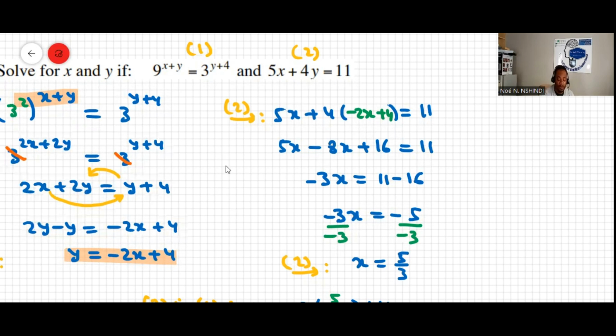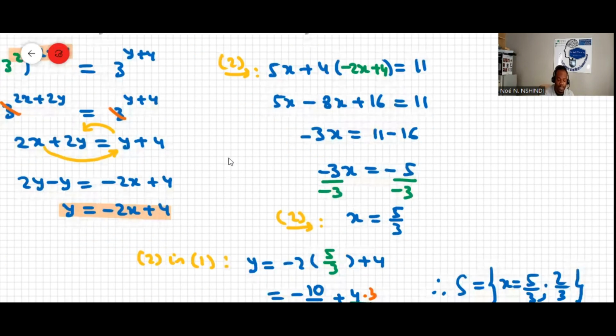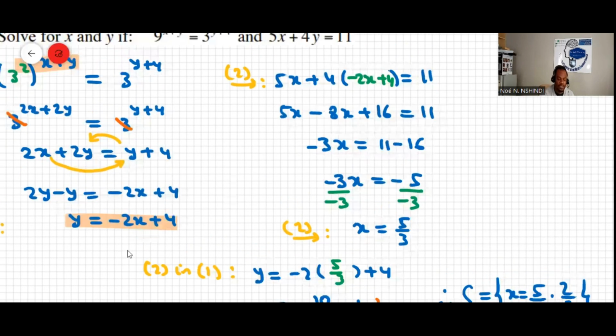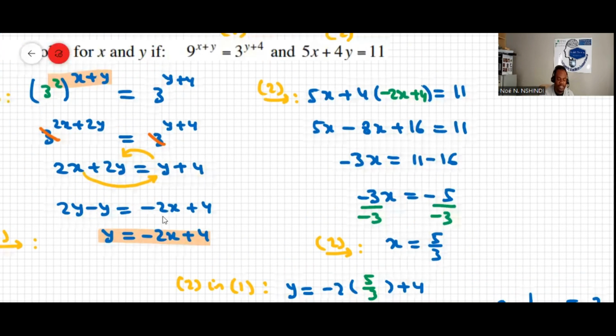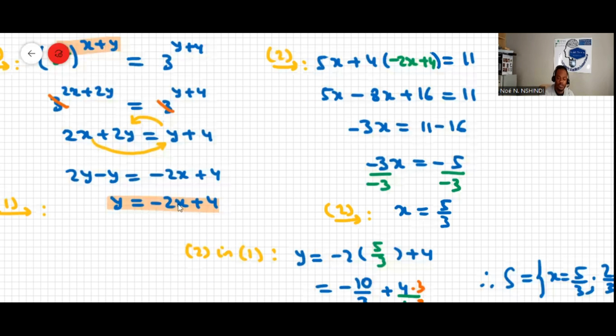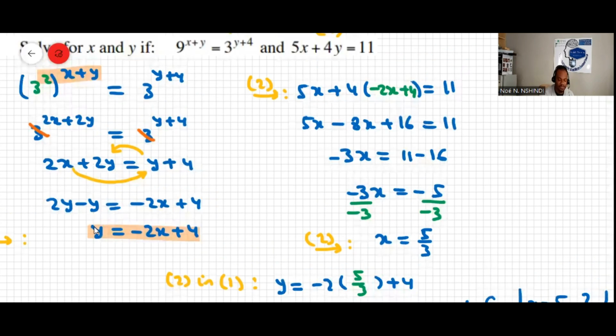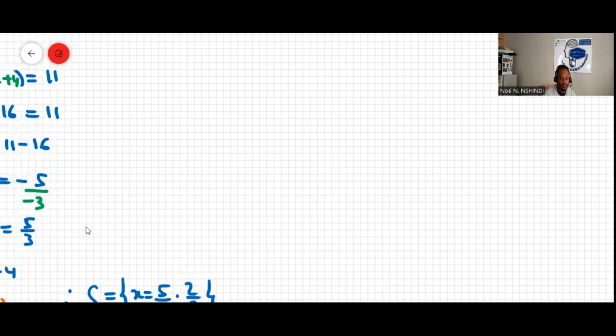Another way could be, once we make y the subject of the formula from equation 1, we can solve this by another technique called elimination. Over here, I used the substitution method to find the value of x, but we could also solve it by elimination. What does it mean? We got y equal to negative 2x plus 4, and on the other side, we have 5x plus 4y equal to 11.